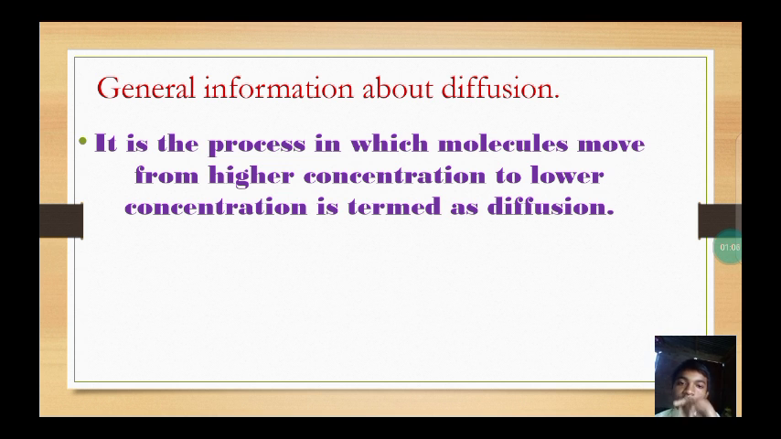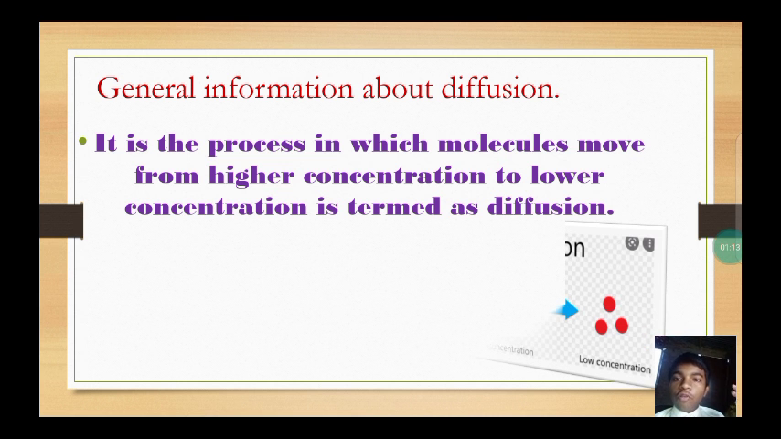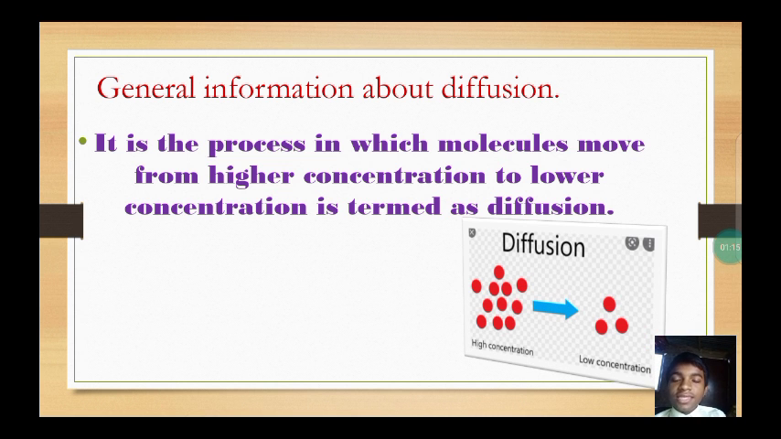It always moves from high concentration, the more molecules, to low concentration, the fewer molecules. So now we'll move forward. This is the image, high concentration to low concentration. See, there are so many molecules on one side and only 3 on the other, so they will move and try to make them equal. Now we will move to the next page.